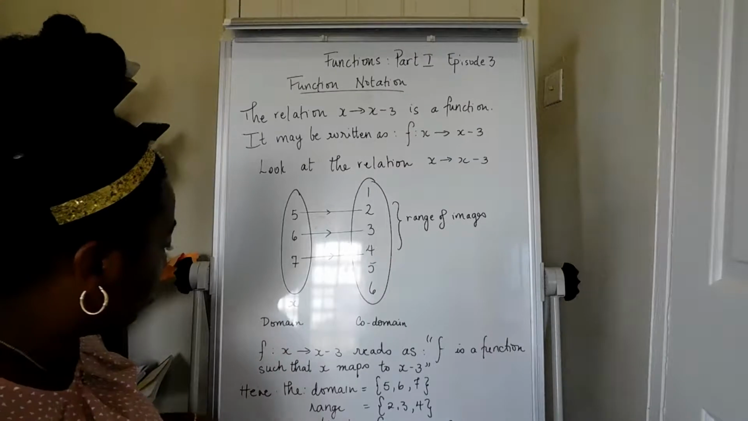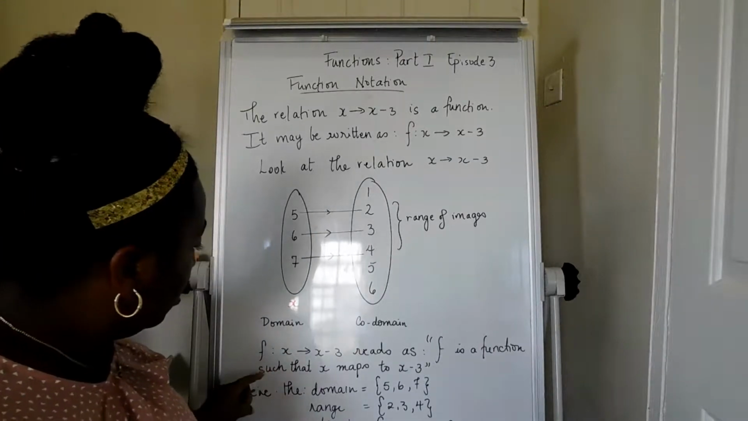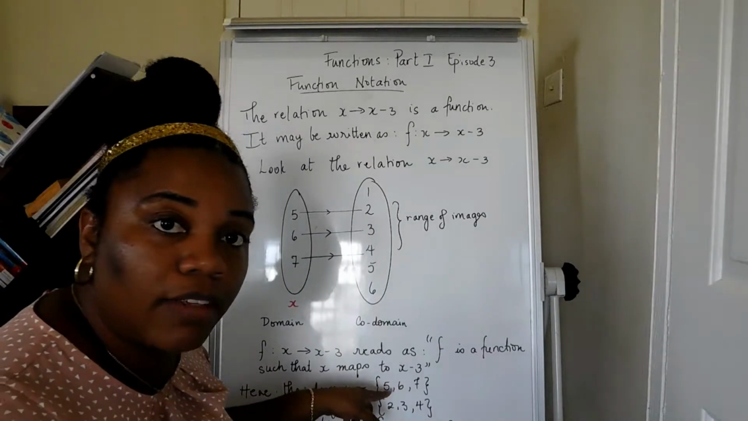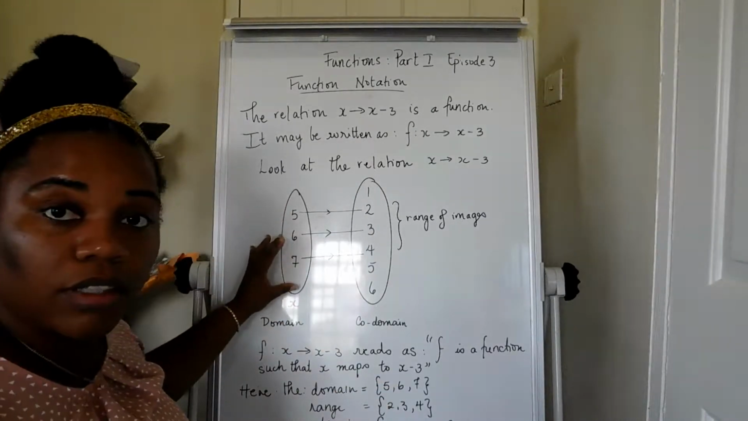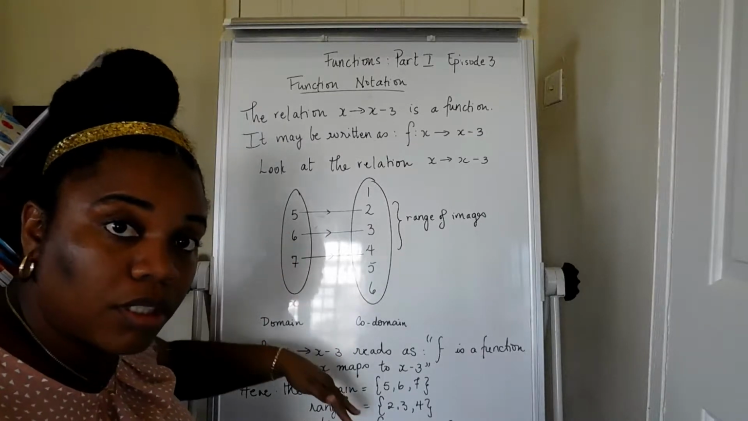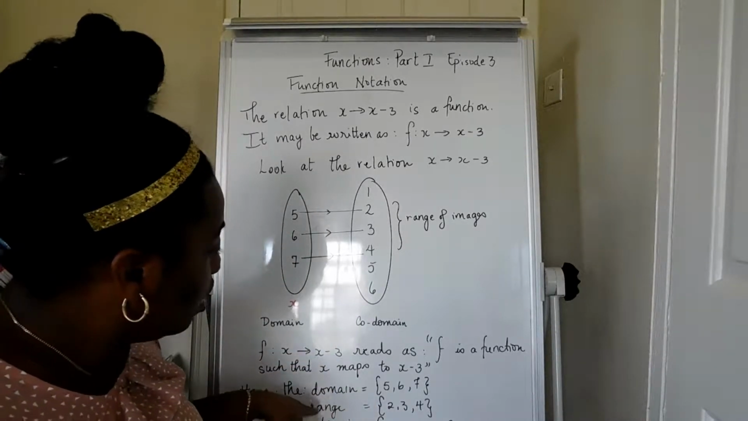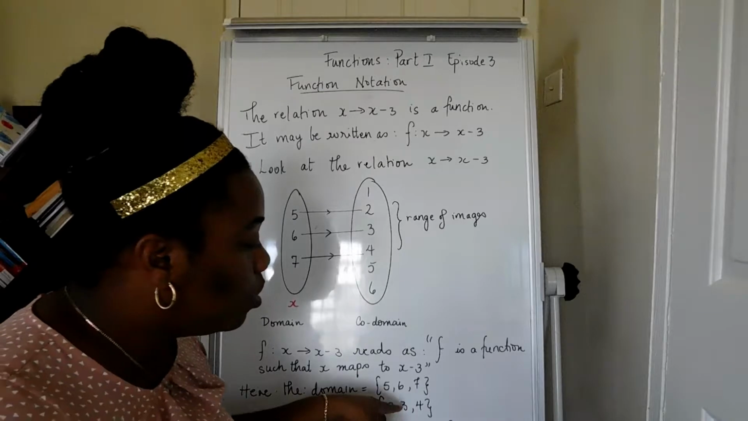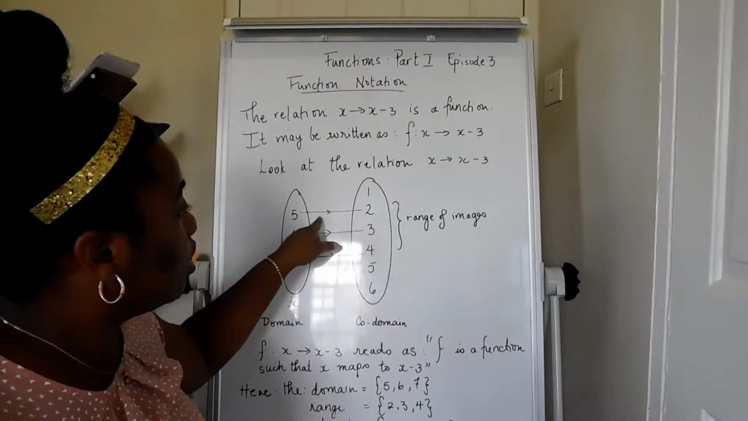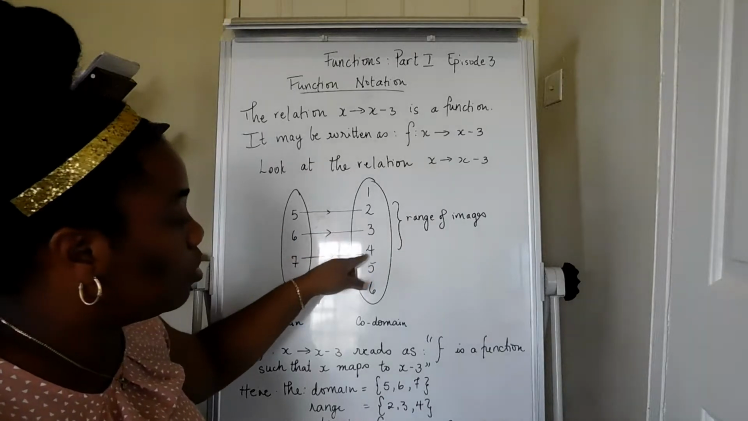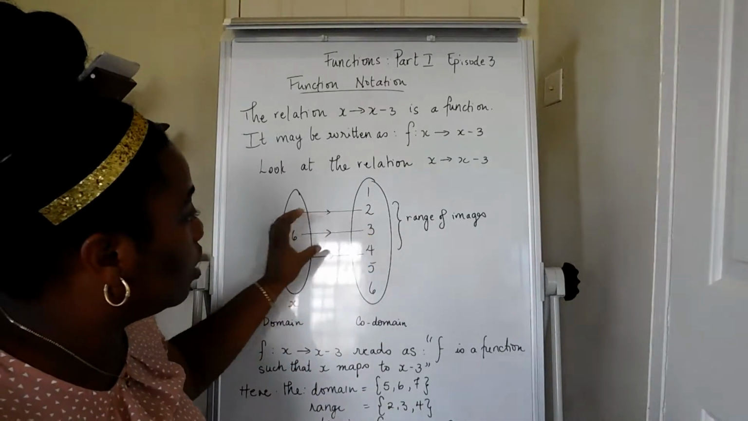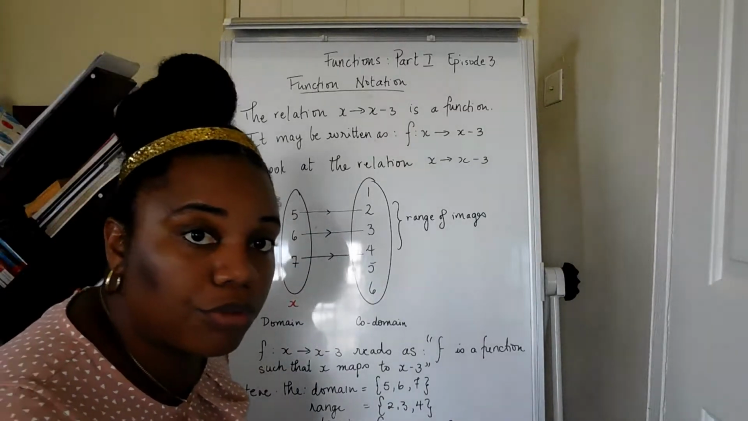All right, so moving on. Here the domain is 5, 6, and 7. Okay, the elements are 5, 6, and 7, which are present in the domain. The range is 2, 3, and 4 because those are the only numbers that these elements map to. So these images make the range that the elements are mapped to.